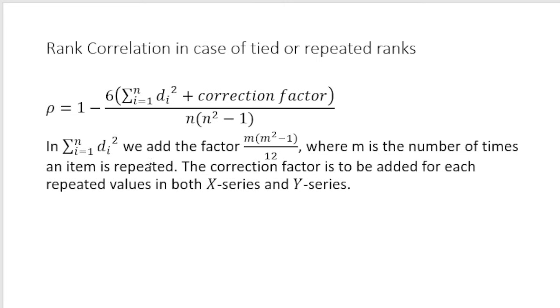For a repeated rank case, the formula changes into 1 minus 6 times (summation of di square plus the correction factor). What is the correction factor? Correction factor is calculated by m into (m square minus 1) by 12, where m is the number of times an item is repeated. To get more about this, watch the video of rank correlation.